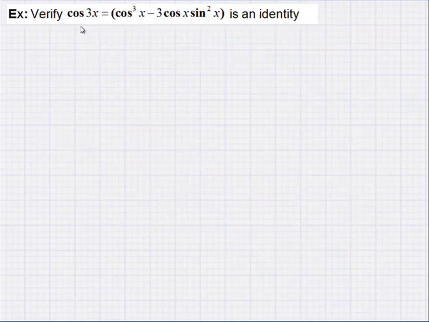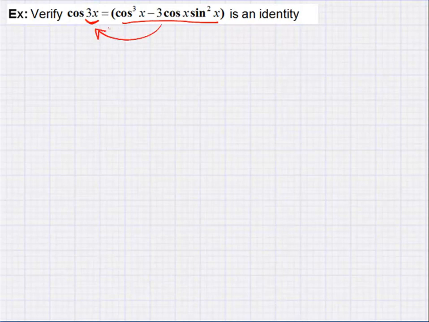Okay, so here's another one. Verify this identity. Now, there's not an official triple angle identity, but we can think of this like it's a triple angle identity. It's the cosine of 3x, and we're basically trying to prove or verify this particular triple angle identity. Now, when it comes to doing these, we usually say start on the more complicated side and try and turn it into the simpler side. And that would be start on this side and try and turn this into that.